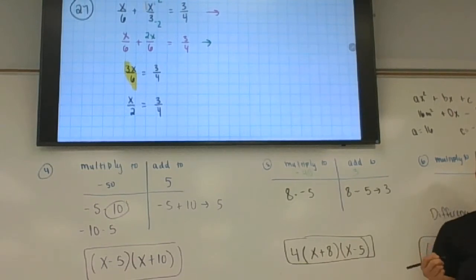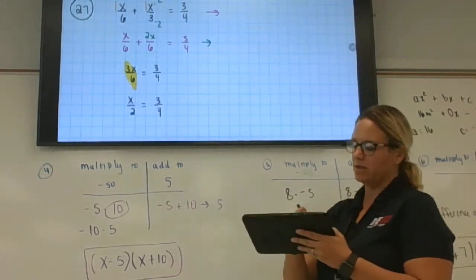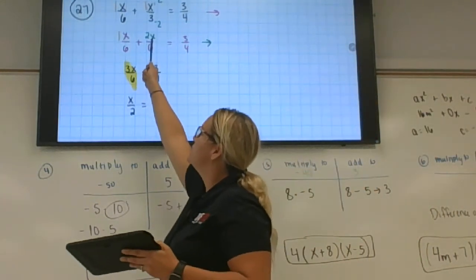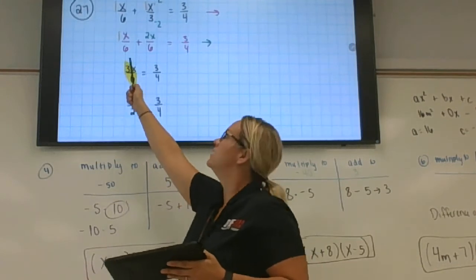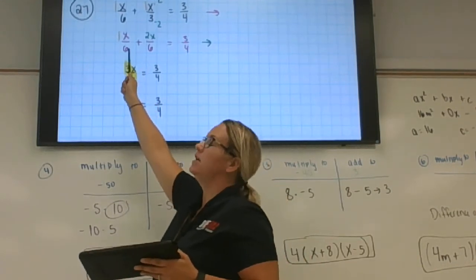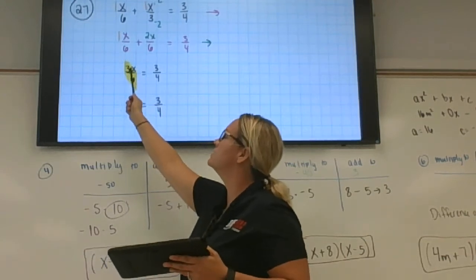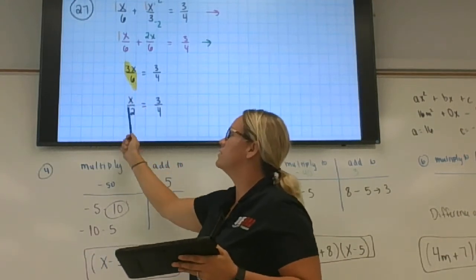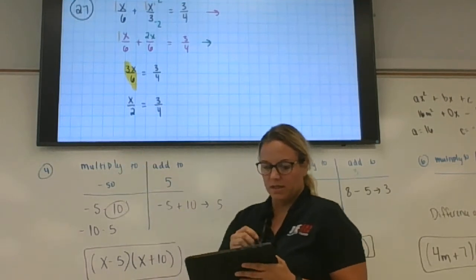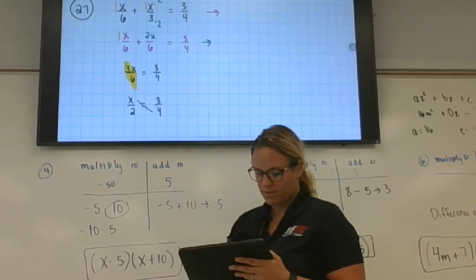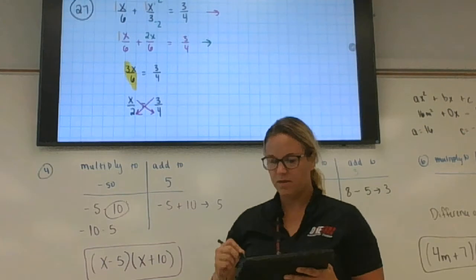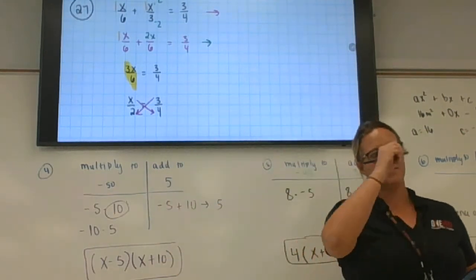There's a 1 there. Do you know where I got the 3 from? This 1. 1x added to 2x is 3x's. Oh. So this is a common denominator. These are like terms, so I can add that numerator to get 3x's. 3 over 6 is really 1 over 2. And now, I'm going to cross multiply. Butterfly. Some of your teachers see that.